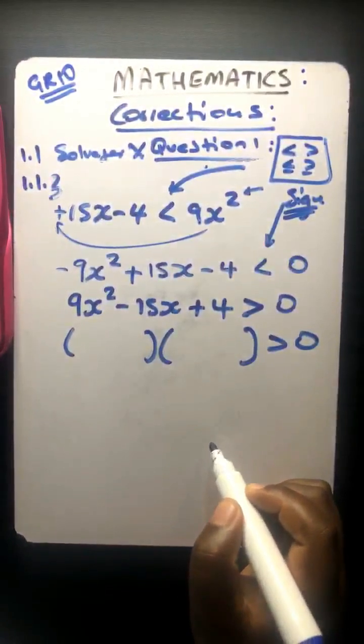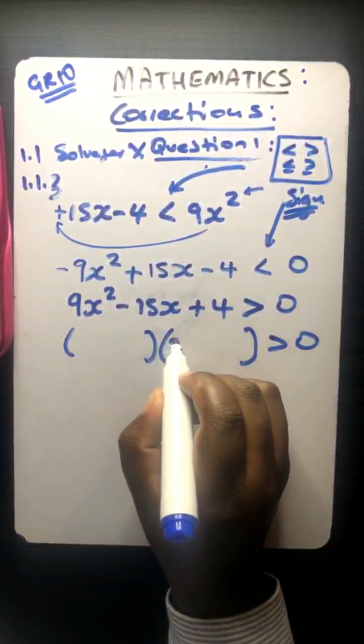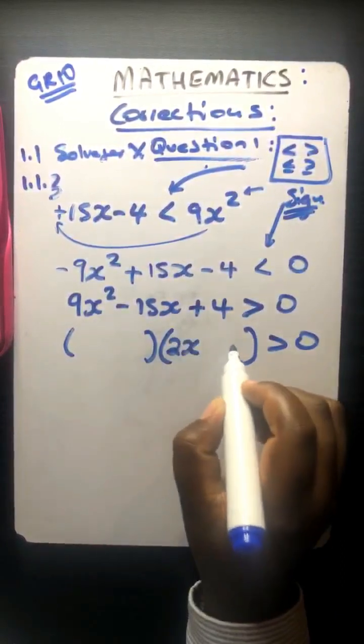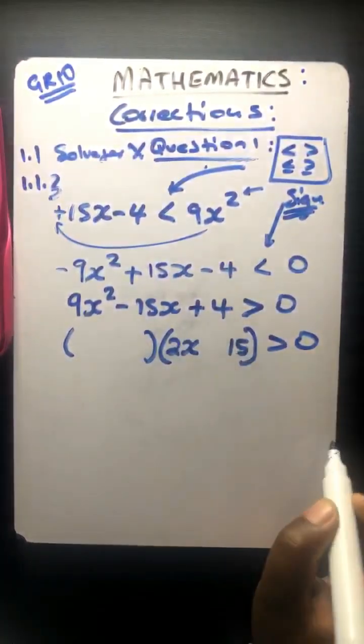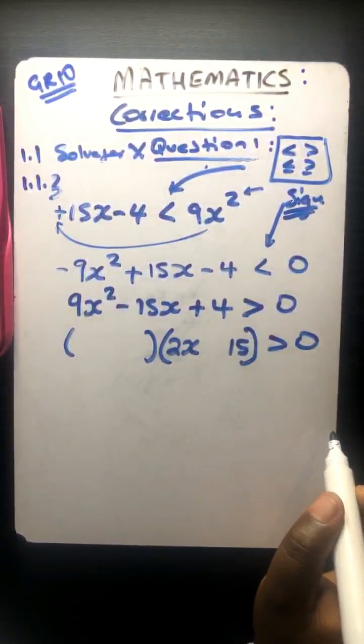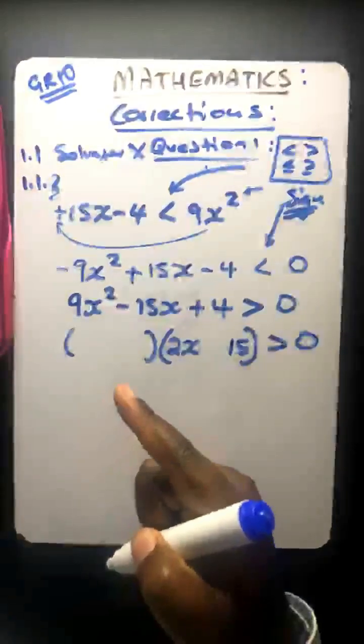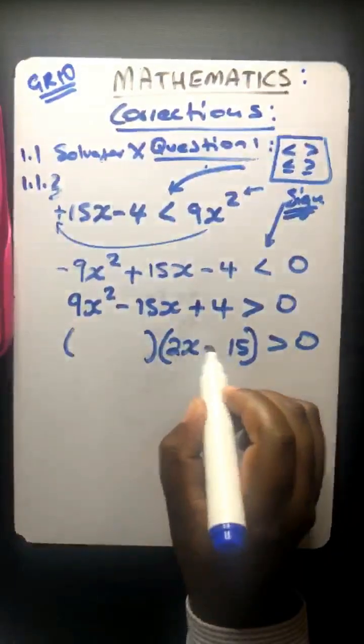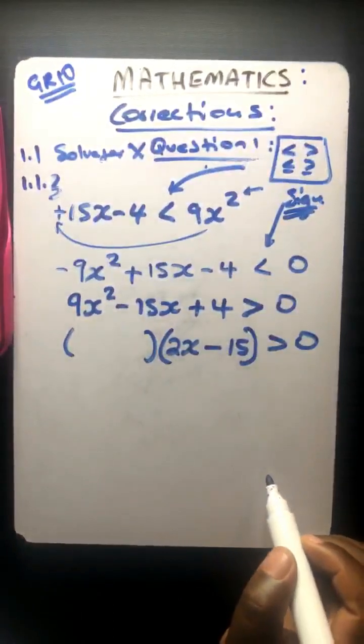15 over 2. So I know very well that 15 over 2, the denominator will be attached to x, and then 15, which is the numerator, will be written there. And because on the calculator you're getting it as a positive, inside the brackets you write it as a negative.